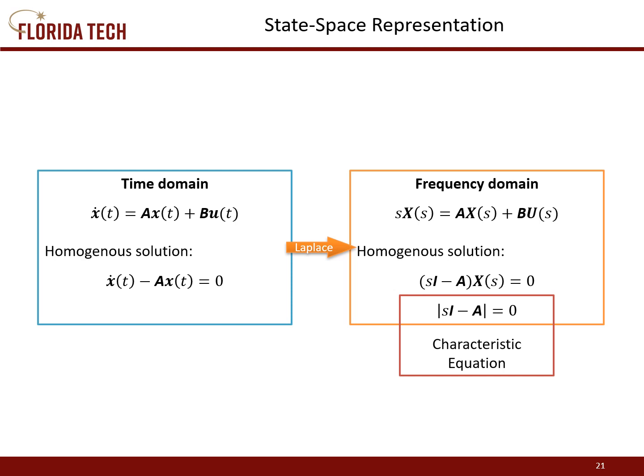So the state space model, whether it's in time domain or frequency domain, we can get the homogeneous solution. In the case of time domain, it's just x dot minus Ax equals 0. In the case of the frequency domain, we have this sI minus A times our state vector. We set that equal to 0, and that involves basically doing a determinant of sI minus A, and setting that equal to 0 is what we call the characteristic equation.